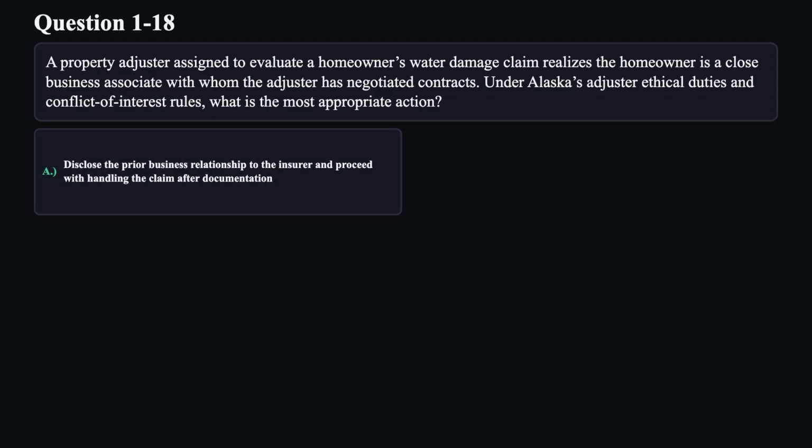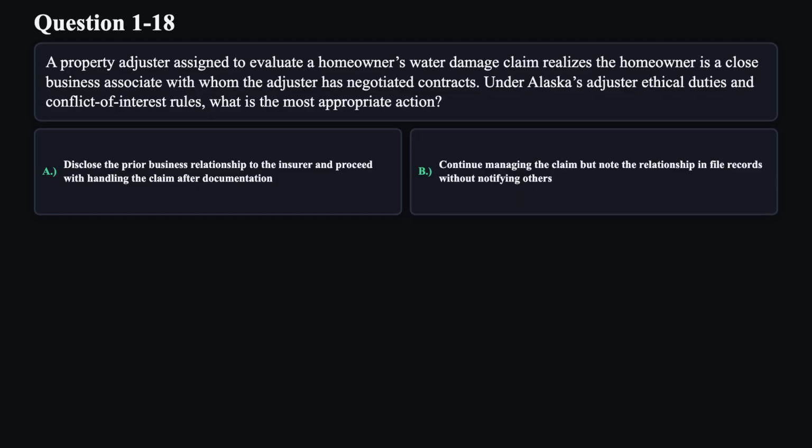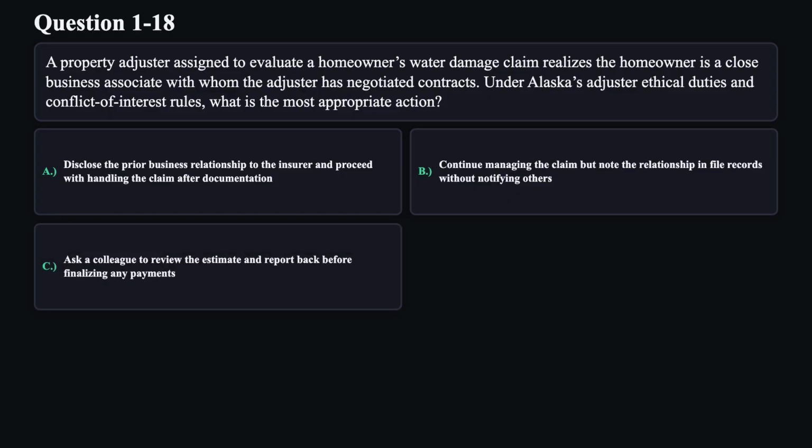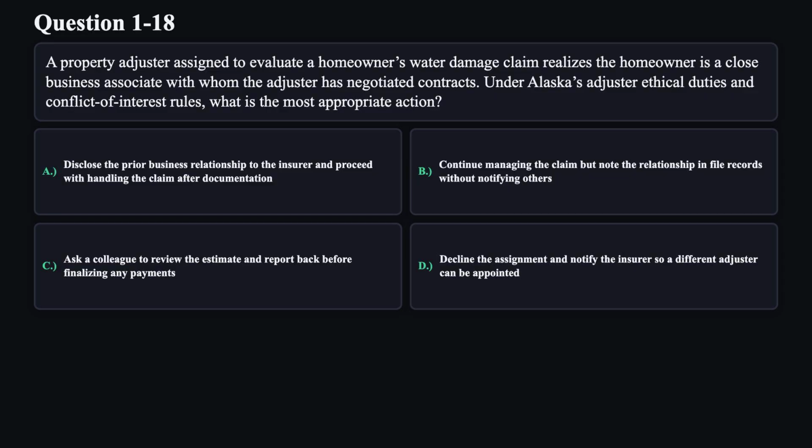A. Disclose the prior business relationship to the insurer and proceed with handling the claim after documentation. B. Continue managing the claim but note the relationship in file records without notifying others. C. Ask a colleague to review the estimate and report back before finalizing any payments. D. Decline the assignment and notify the insurer so a different adjuster can be appointed.